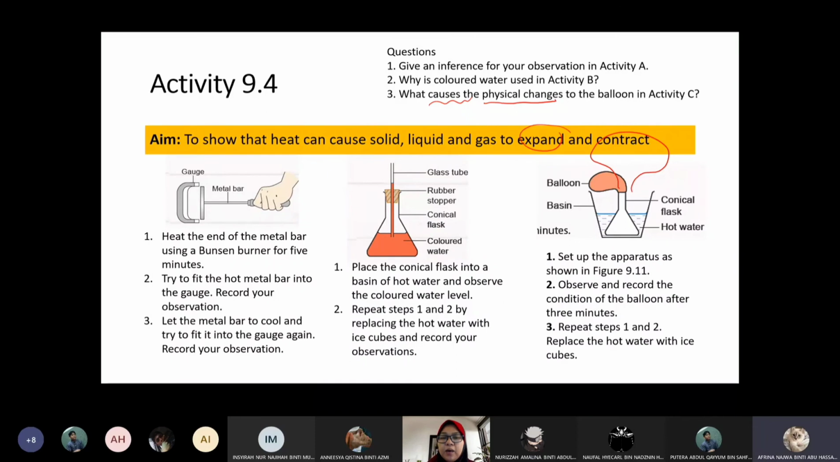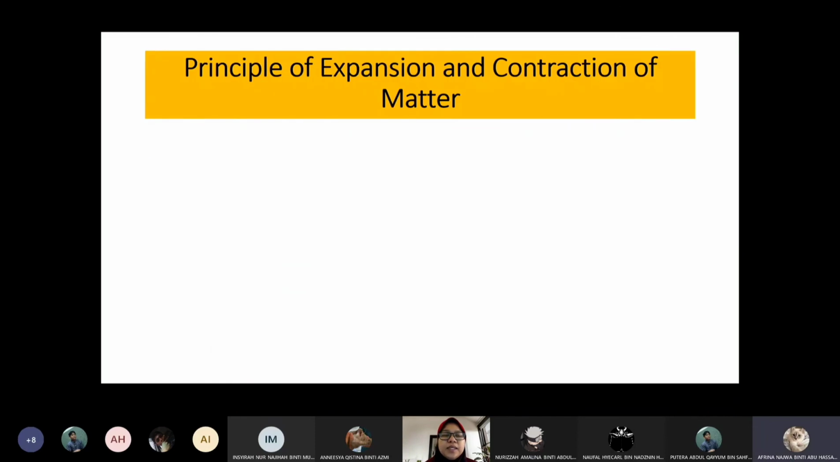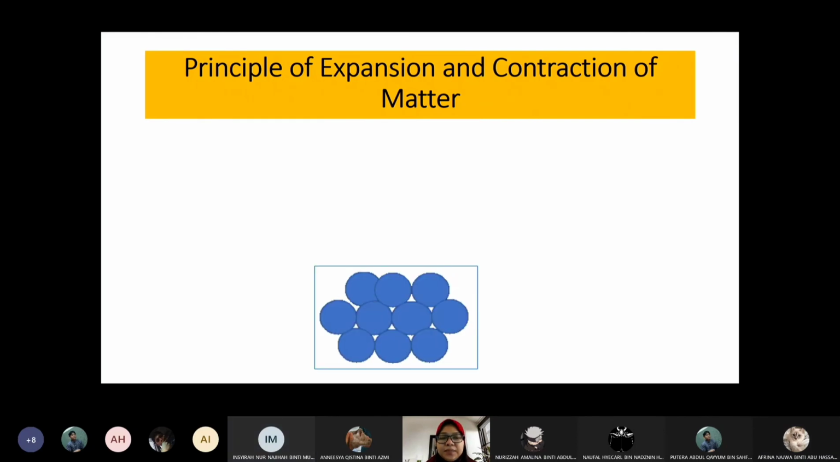Okay, but how? Alright, so we can explain that in the principle of expansion and contraction of matter. So what does the principle say? You see in the diagram here now. Apa yang awak nampak sekarang? Can you see anything on the screen now? What do you see?